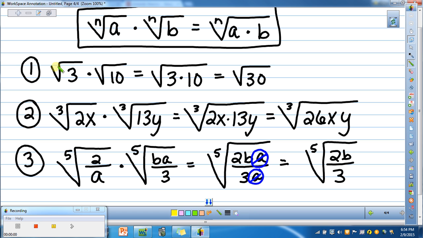Now notice that this is a square root times a square root. Altogether it stays as a square root. Cubed root, cubed root, cubed. Fifth root, fifth root, fifth root. So the type of root is going to stay the same.